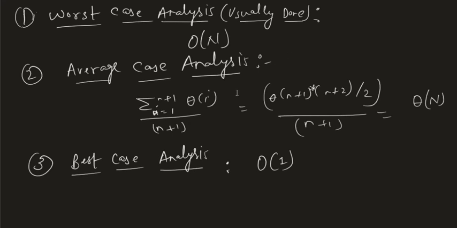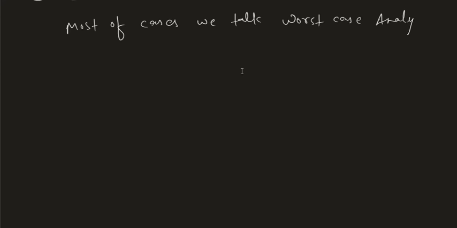So here we can discuss some important points. Most of the times we do the worst case analysis to analyze the algorithm. In the worst case, we guarantee an upper bound on the running time of an algorithm, which is a good piece of information. Most of the cases we talk about worst case analysis.